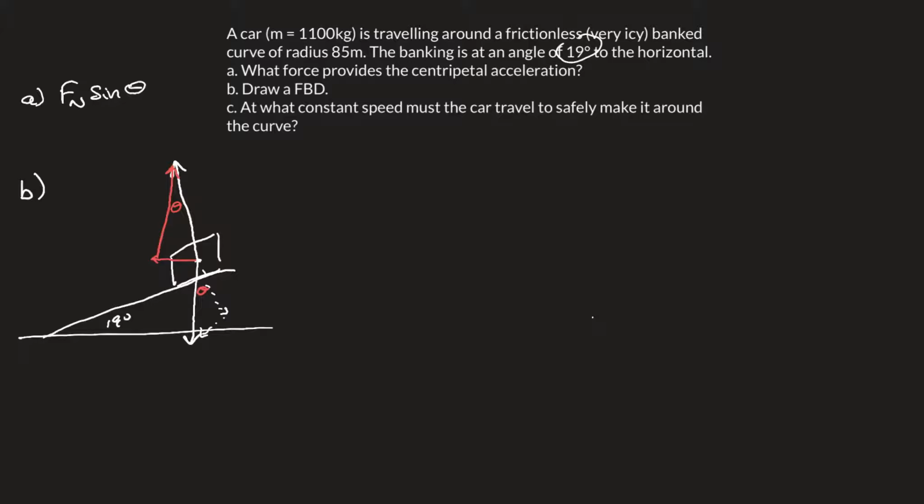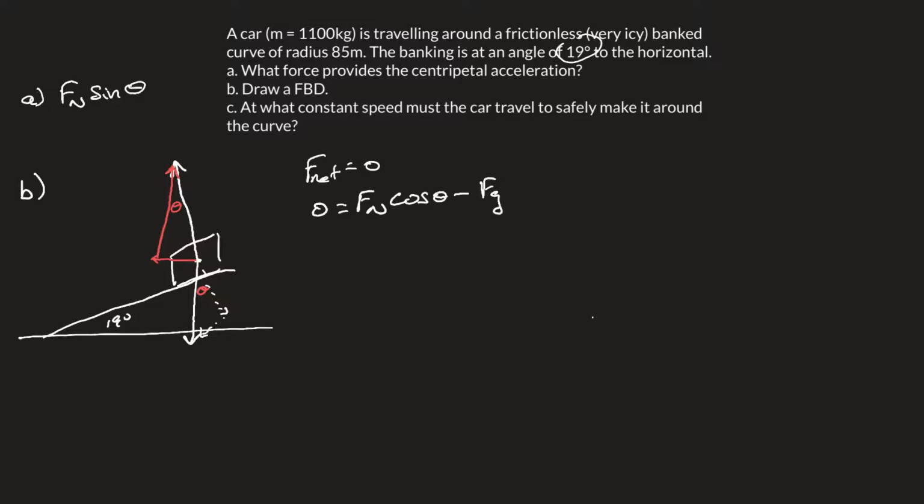So what constant speed must the car travel to make it safely around the curve? Note that the vertical components of your forces add up to 0. So that means that F net equals 0, and so 0 equals your normal force times cos theta, that's the vertical component, minus Fg, which is just going straight down. So we're not going to need to make use of the parallel or perpendicular components of Fg for this question.